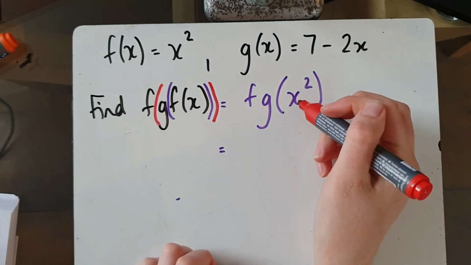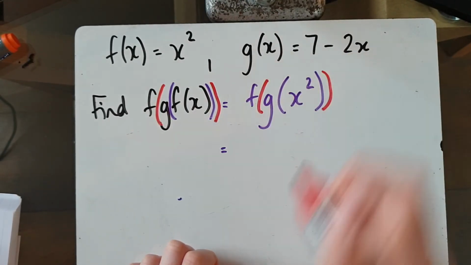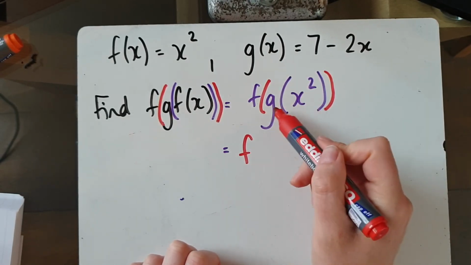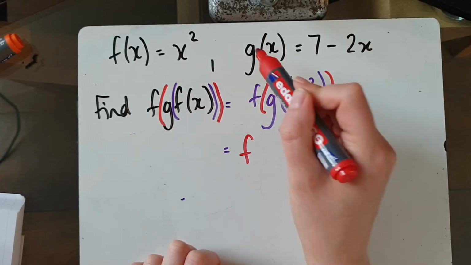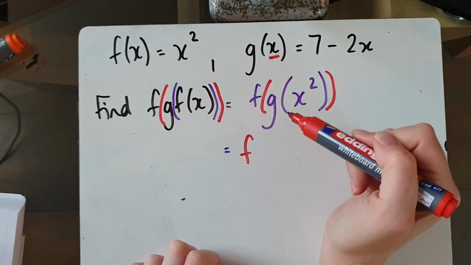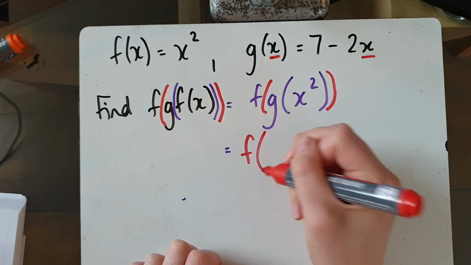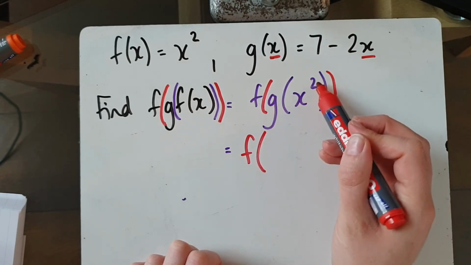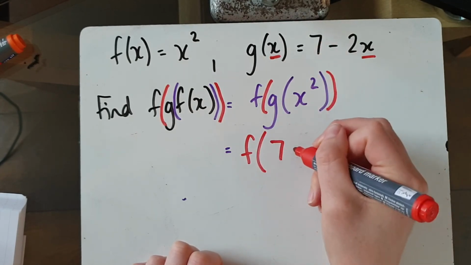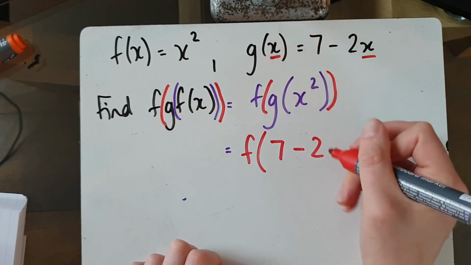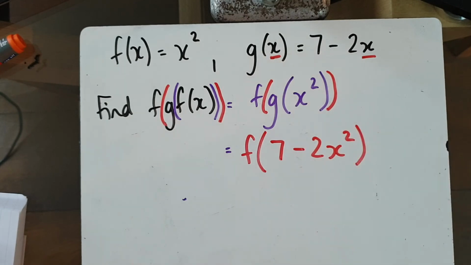Now I'm going to put x squared through g, so I'm doing this. So I've still got f. G of x squared. G takes whatever is in the brackets, multiplies it by 2 and subtracts it from 7. So g of x squared is still going to be 7 minus 2 and then whatever is in the brackets, which is x squared.